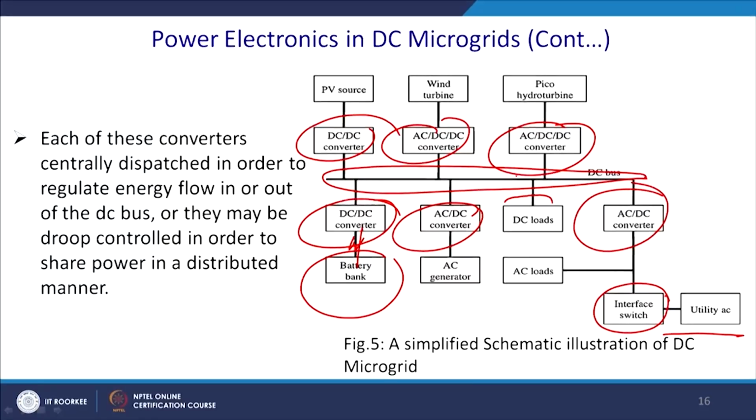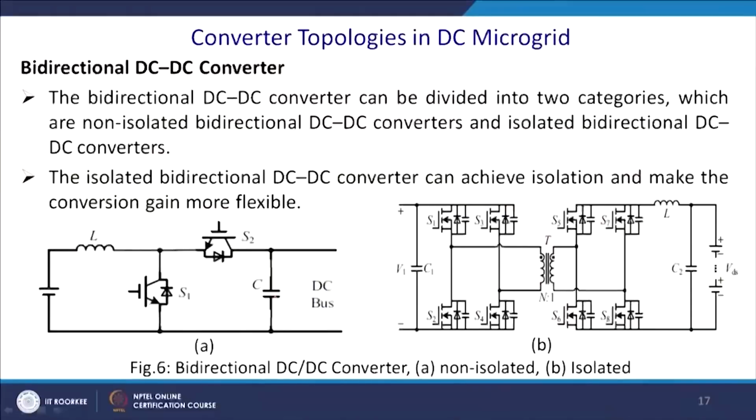So, these are the entities of the power electronics, and it has huge implication. Each of these converters centrally dispatching power to regulate energy flow in or out of the DC bus, or they may be droop controlled in order to share the power in a distributed manner. Now, let us see the two topologies of bidirectional DC to DC converter, one is non isolated, another is isolated.